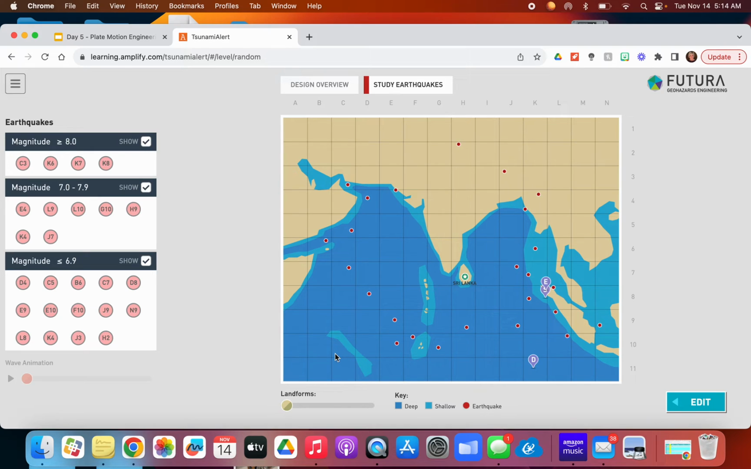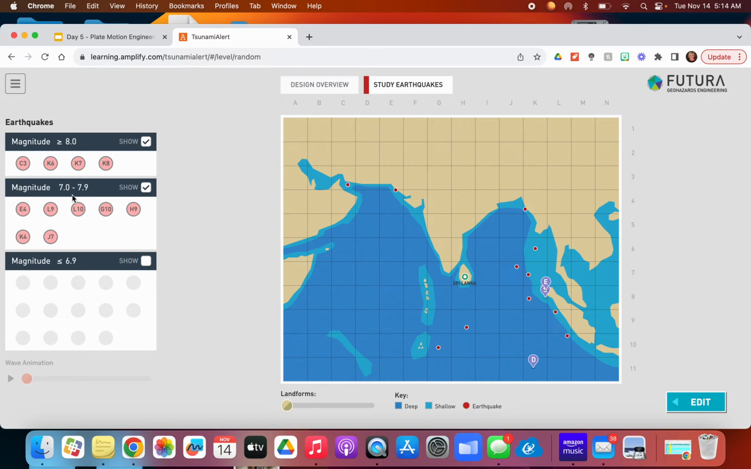I know that in order to generate a tsunami, earthquakes have to have a magnitude greater than 7. So all of these over here that are 6.9, I don't even want to look at those. So I'm going to toggle that show off, and it removes them from my map. Now I'm left with magnitude of 7 to 8 or greater than 8. I know not all magnitude 7s will cause a tsunami. I also know that not all of them are going to generate ocean-wide tsunamis.